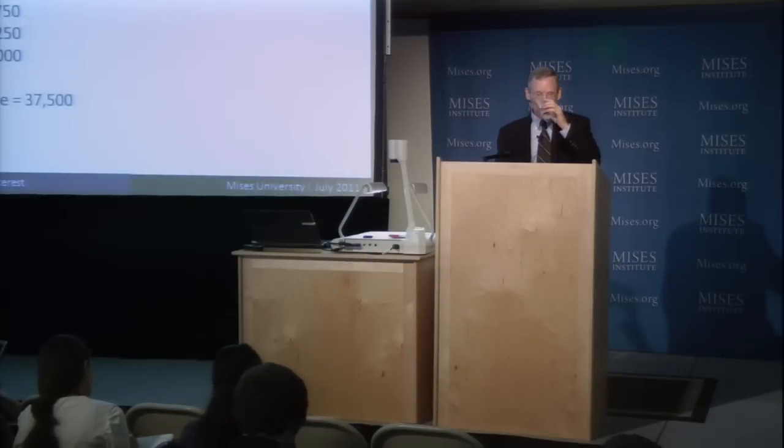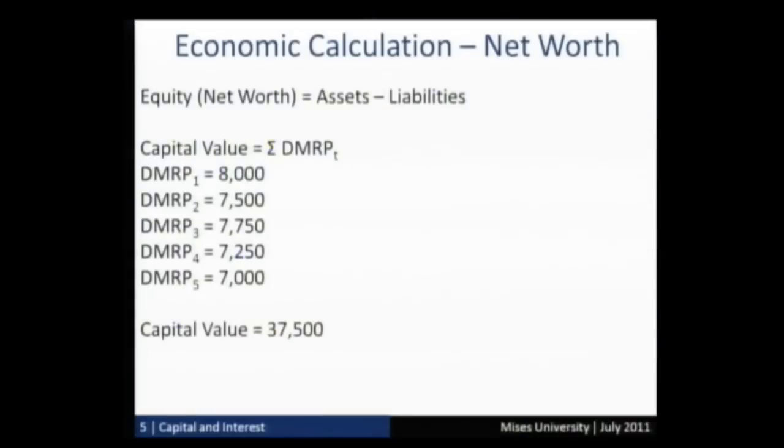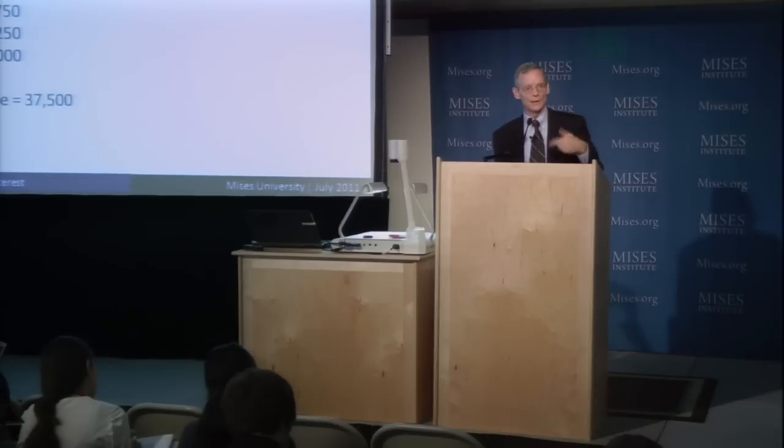Okay, now let's go on to the purchase price of the capital good. This is what we want to get at. And here we move on to the economic calculation of net worth or equity. This is actually simpler once you follow the rental price argument. It's simpler to do the purchase price, because the purchase price of a durable good or a capital good, within the context of economic calculation, what is the entrepreneur willing to pay to buy a capital good outright as opposed to renting it, would just be the sum of the discounted marginal revenue products that are generated by that capital good over time.